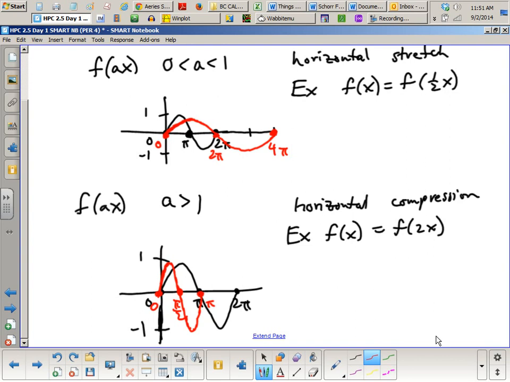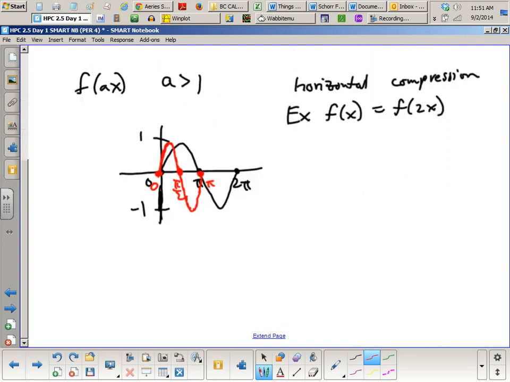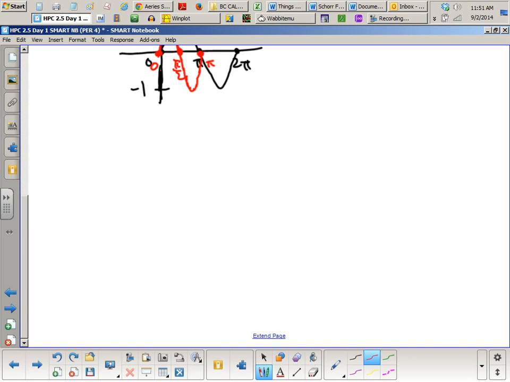Let's go on to our examples of vertical compression and stretching. Okay, so let's do this case. F of x times a, where a is between 0 and 1. So a is like a half or whatever. This is a vertical compression.